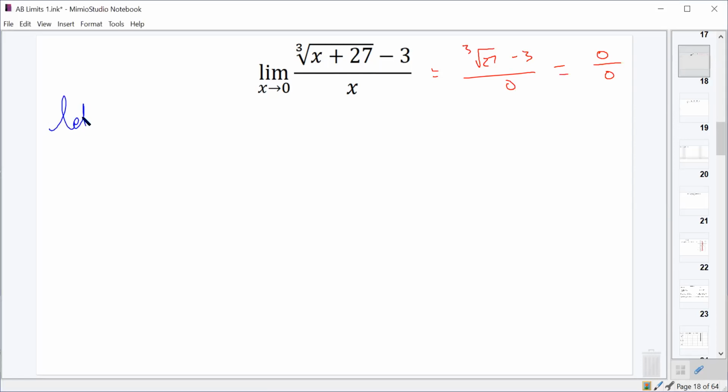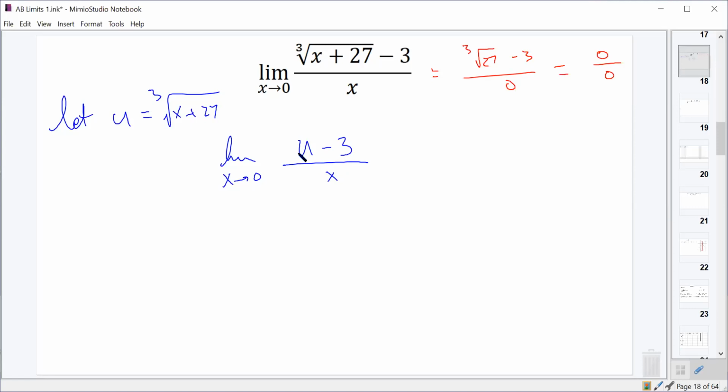Let's do it. We're going to let u equal the cube root of x plus 27. Okay. If I do that, what does the numerator of this limit become? u minus 3. That's spectacular, right? That's way better than the cube root of x plus 27 minus 3, isn't it? But now I've got a limit as x approaches 0 of u minus 3 over x. Well, that's not any easier for us to deal with. We haven't done any of these things that have multiple variables in them.